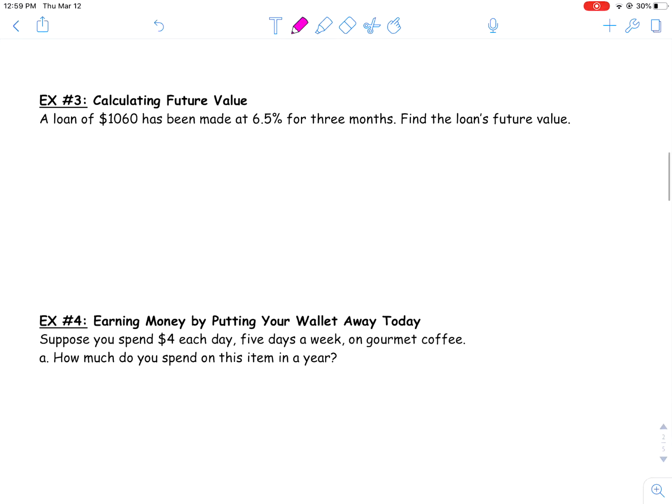Okay, let me give you an example. Example number 3 says you have a loan for $1,060. It's been made at 6.5% for 3 months. Find the loan's future value, meaning at the end of those 3 months, how much are you going to actually owe total? Okay, so because it doesn't just ask us for the interest, it asks us for the total amount, we have to switch and use this new formula to help us find the future value.